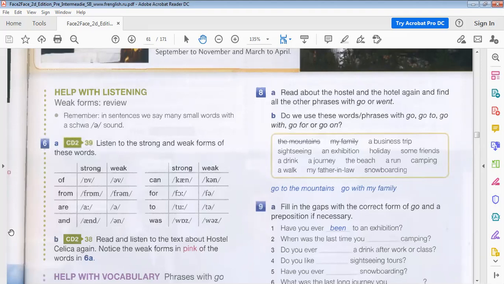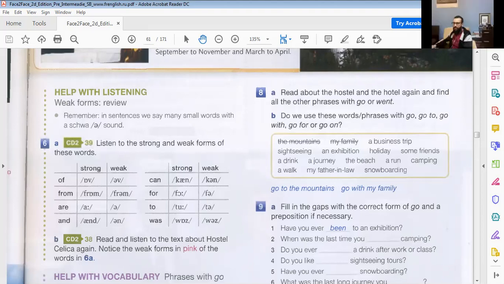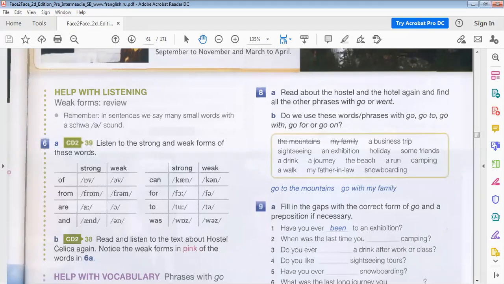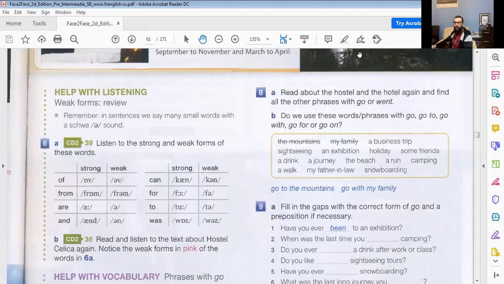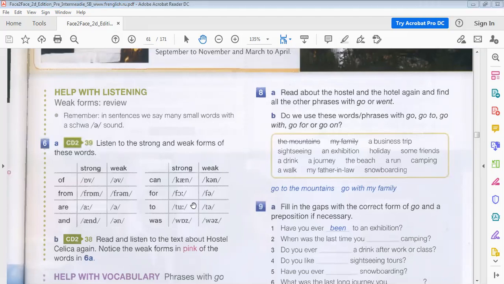What do you think, Selma? Is it important to know the difference between the strong and the weak form? And why? Why is it important or not important? I think it's important because maybe when you listen to a film or a movie, maybe an American movie, maybe you listen to this word and you can't understand it.